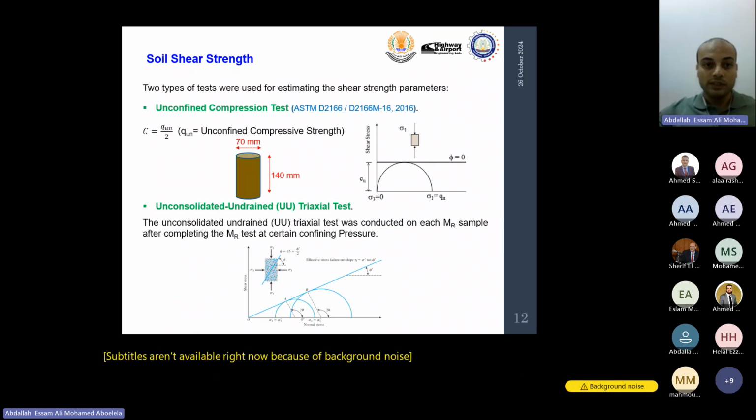For the soil shear strengths, as I said, we conducted two types of testing for shear parameters: the unconfined compression test for cohesive soils to determine the C parameter, and the unconsolidated undrained triaxial test for cohesionless soil to estimate the shear parameters, which are C or cohesion value and angle of friction value.